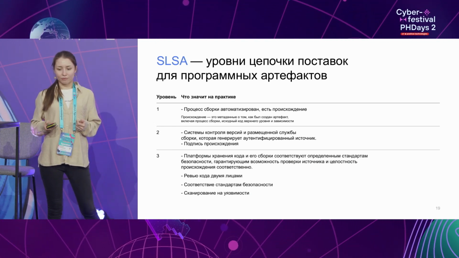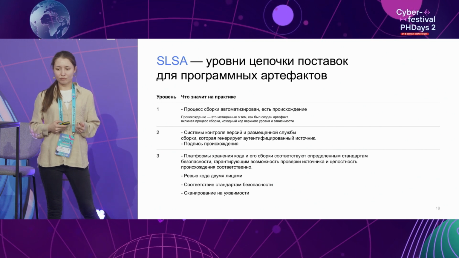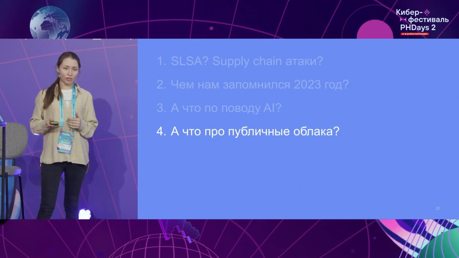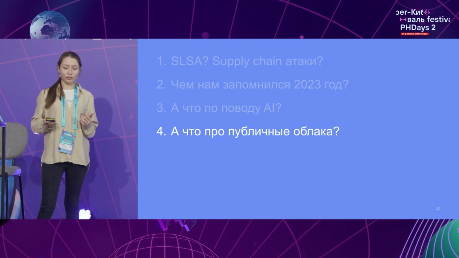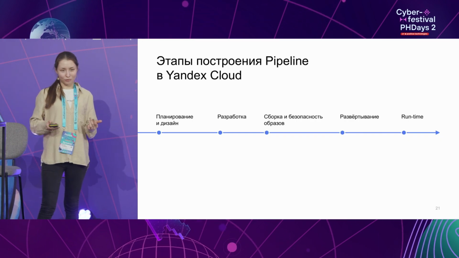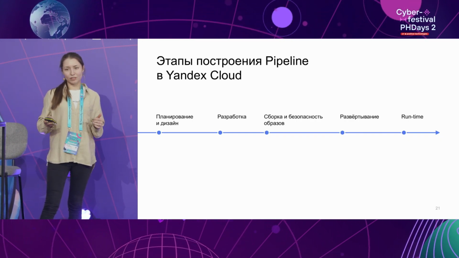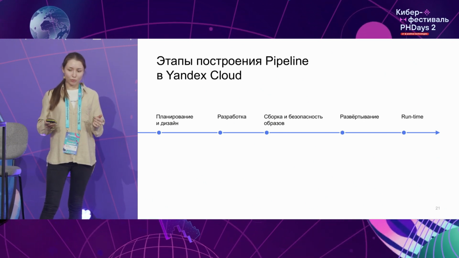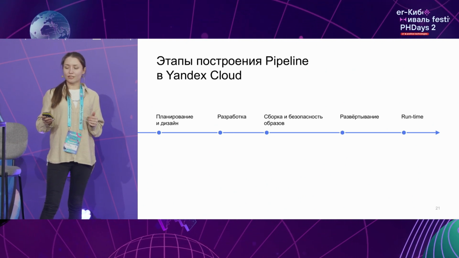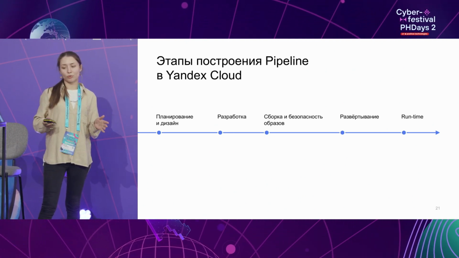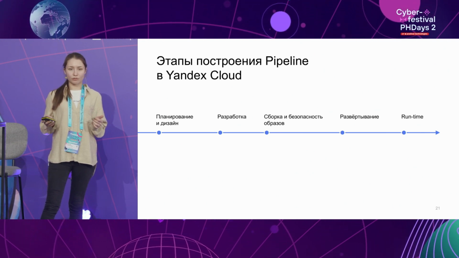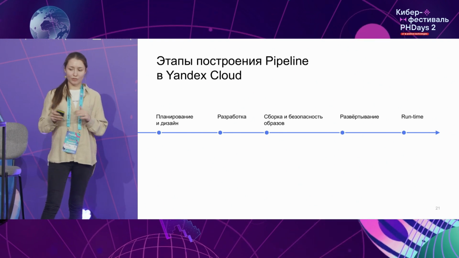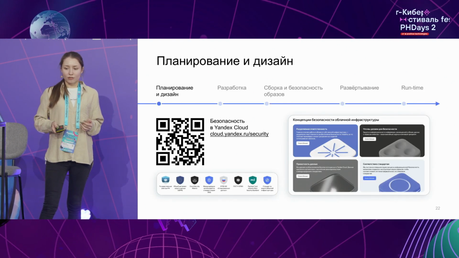That's understandable. How can we map the SLSA framework to the public cloud, and how can we work with all of this in the cloud, not just on-prem? Because I'm an engineer in Yandex Cloud, I would like to show you an example of how we can build a secure development pipeline in Yandex Cloud. Complying with the SLSA framework, it's divided into several stages: planning, development, assembly and security of images, deployment, and runtime itself, because SLSA will be on the side. But we are going to look at the whole pipeline in general.